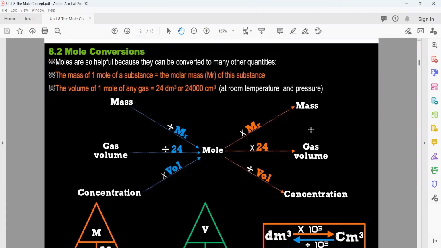Okay. Now we will see the conversion of moles. How you can find the mole of a substance. It's really easy. Now you can divide these mole conversions into categories. Category number one, mole and elements.